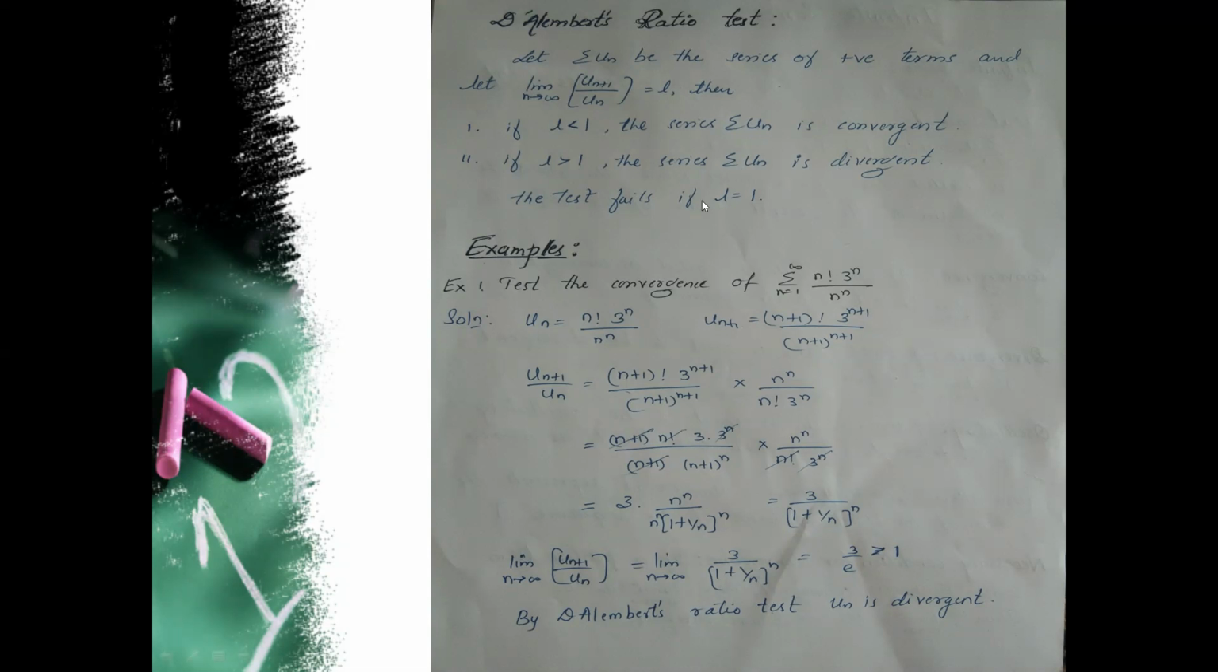And the test fails if L equal to 1. That means for L equal to 1, we cannot say the nature of the series. We have to go for any other method. So thus we can say whenever we find the limit as n tends to infinity of un plus 1 upon un, whatever the value you get, check it. If it is less than 1, the series is said to be convergent. If the limit value is greater than 1, then the series is said to be a divergent series. If L is equal to 1, we have to go for any other method.